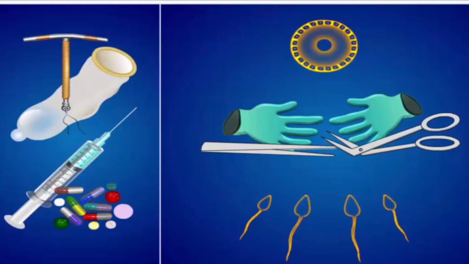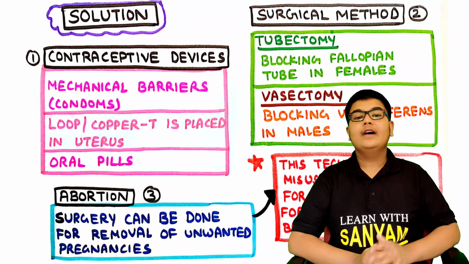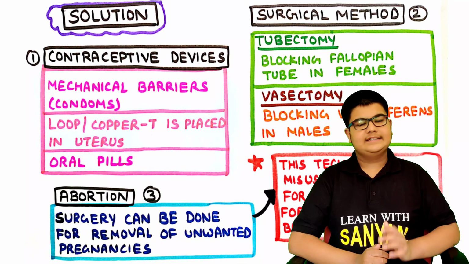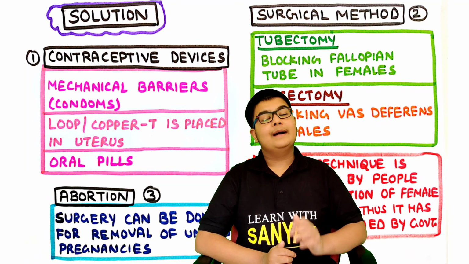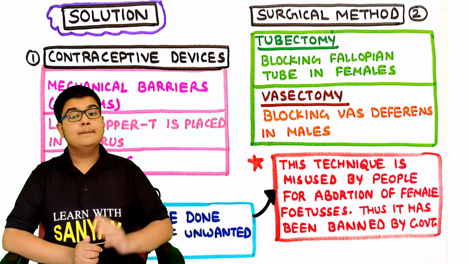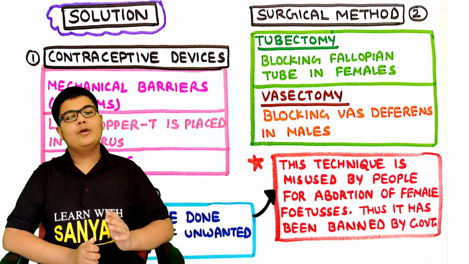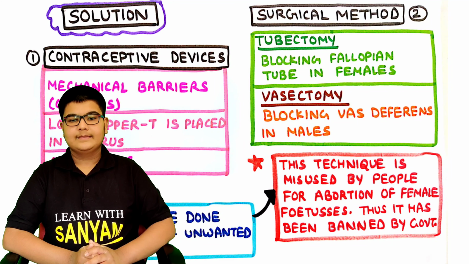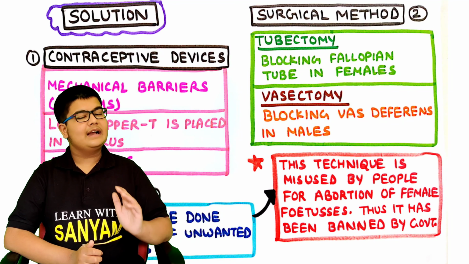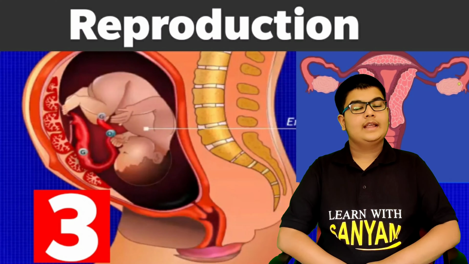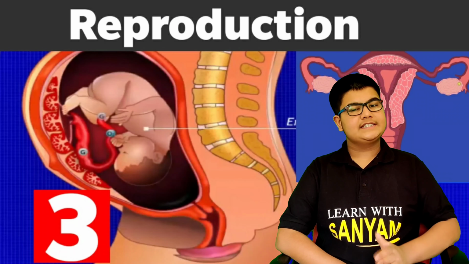Also, surgery can be done for the removal of unwanted pregnancies, and this is called abortion. But this technique is, however, misused by people for abortion of female fetuses. Thus, it has been banned by the government. With this, we come to the end of this chapter.